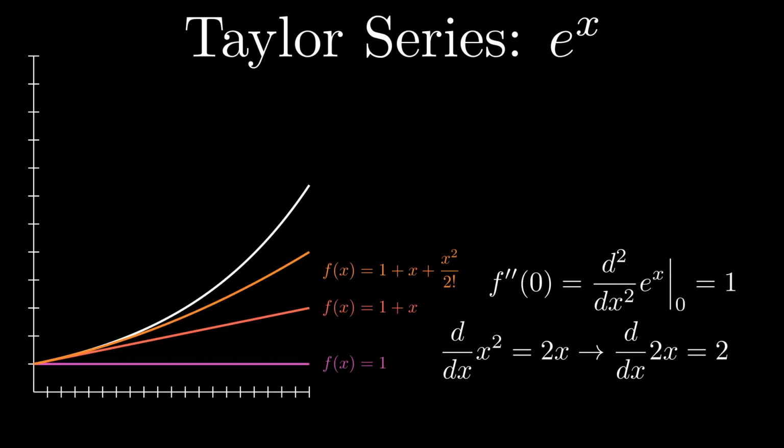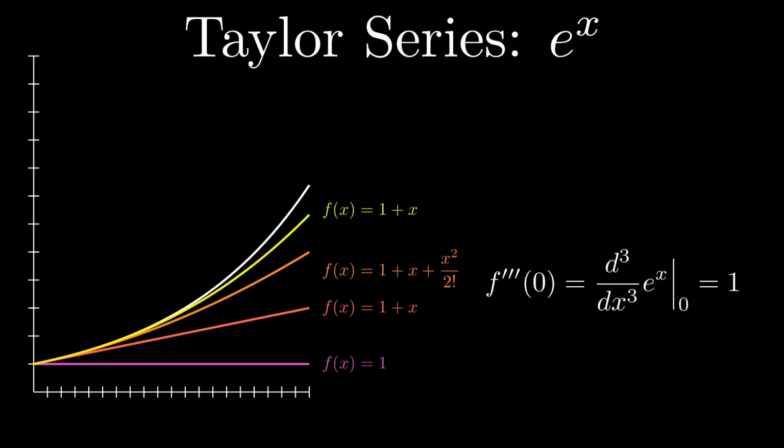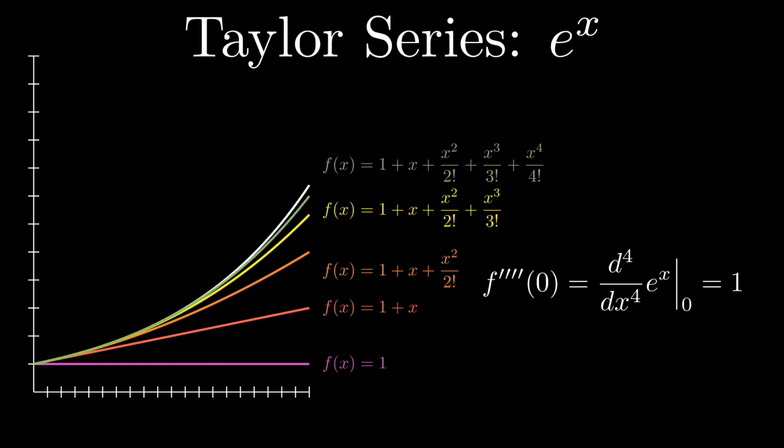But remember that when we take the derivative of this term, x squared becomes 2x, and the second derivative becomes 2 times 1, or 2. Thus, in order to make sure that the second derivatives of our series and the function match, we divide the term by 2 times 1, or 2 factorial. Repeating this process for the third and fourth derivatives, we find the next two terms of the series to be x to the power of 3 over 3 factorial and x to the power of 4 divided by 4 factorial.